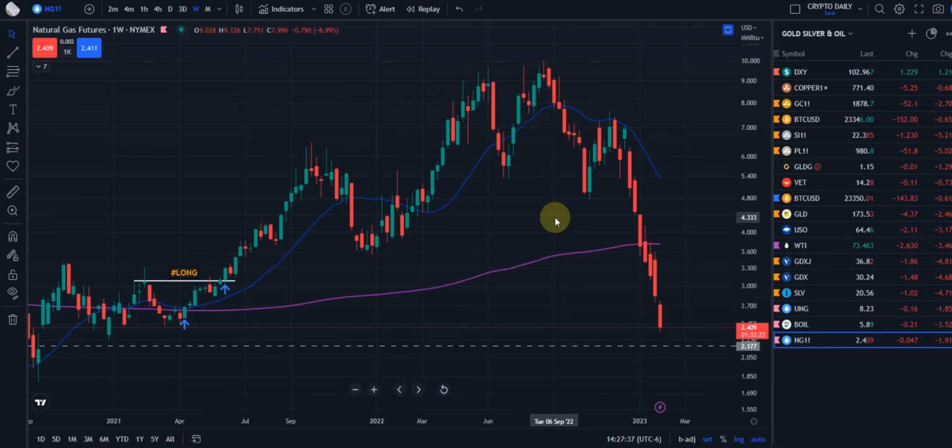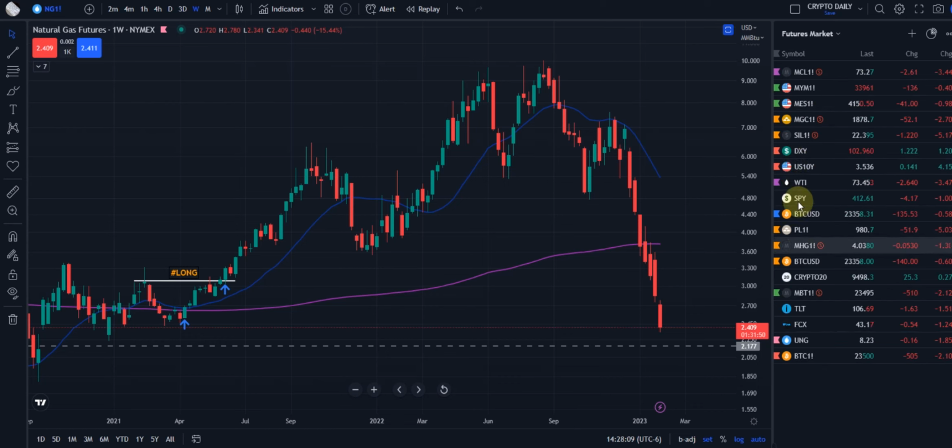You always want two or more factors, reasons to take a position. We just don't want to feel something or think something. We want to see hard data, at least two hard data pieces that give us higher odds, higher probability that, yeah, we are going to be running a little bit higher.